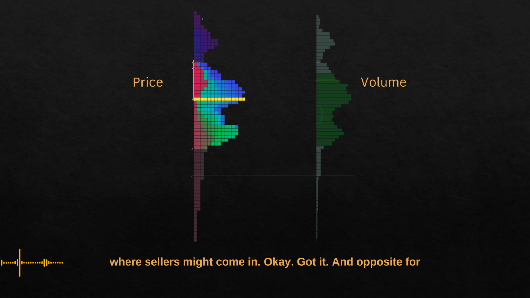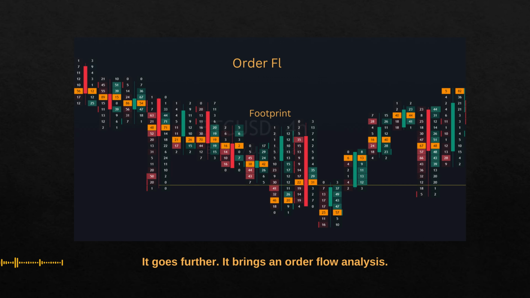Okay, got it. And opposite for LVNs, they're like ghost towns. Price moves quickly through them. So those could be good spots for stop loss orders. You got it. Now, volume profile is great, but Wyckoff 2.0 goes further, it brings in order flow analysis.